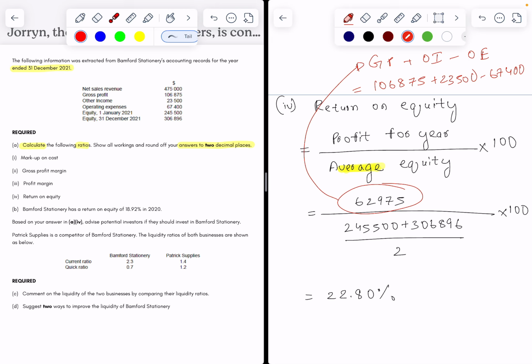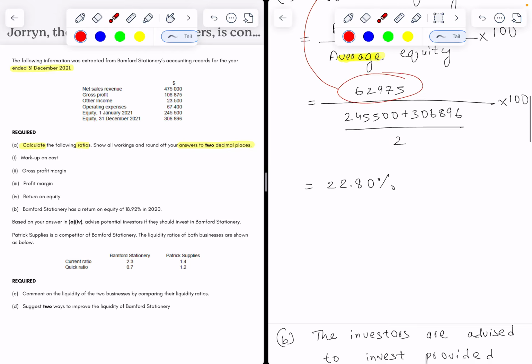Now, the average equity in the denominator, you can see we have simply added the two equities at the end and at the beginning of the year, which is 245,500 and 306,896. And then whatever the total is, we divide it by 2 to get the average, okay? Now, that gives us a final answer of 22.80% when converted into a percentage and rounded off to 2 decimal places. Now, what's happening in part B?